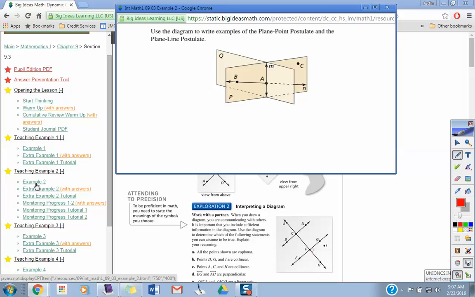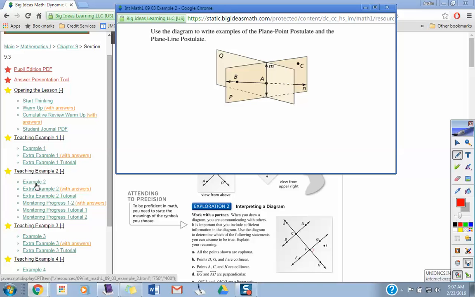Are there 3 points that are non-collinear in plane P? B, A, and C. B, A, those will line up, but C, are B, A, and C in a line? No, so I can say in plane P, you have points B, A, and C. So what I might say here is this: in plane P, there exist non-collinear points B, A, and C.